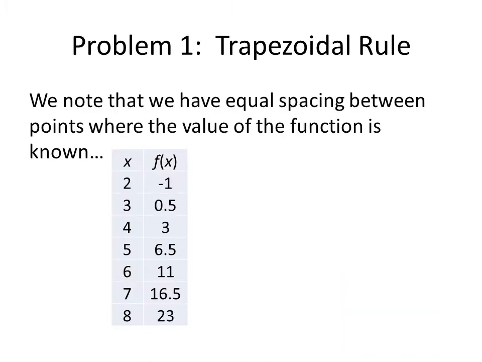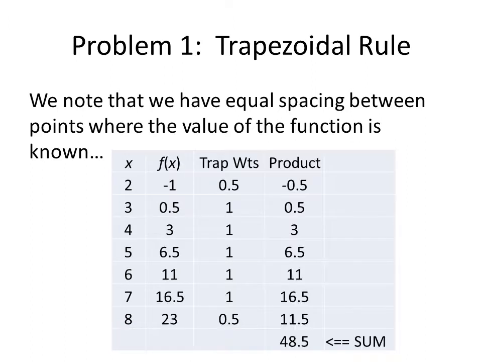So problem 1 looks at the trapezoidal rule. So there's our problem set. And to apply the trapezoidal rule, you can find that formula in the notes or the textbook. But we simply use the trapezoidal weights, which are 1/2, 1, 1, 1, 1, 1, and then you get to a half at the other end of the data set.